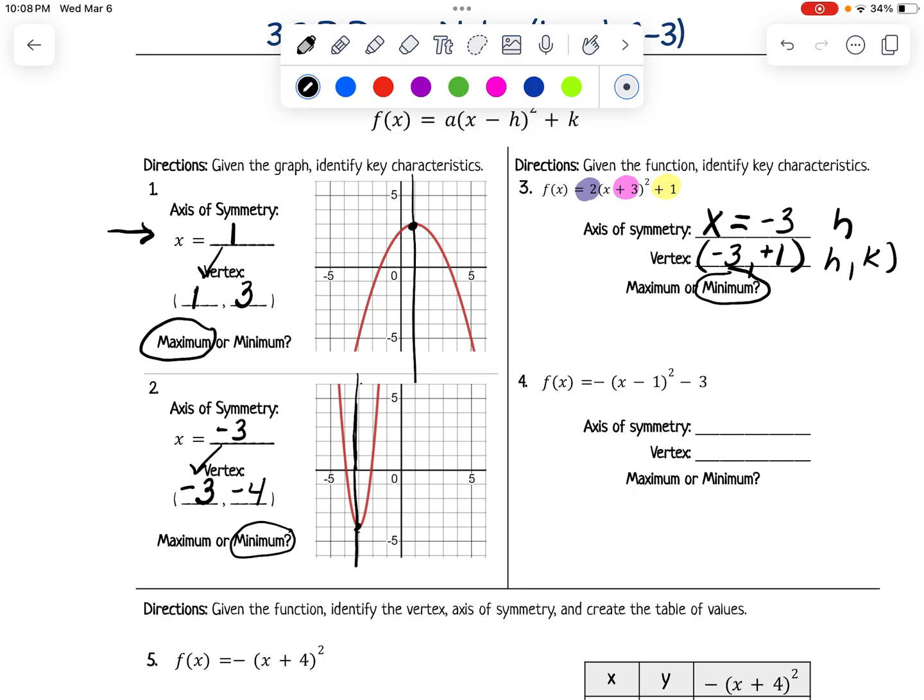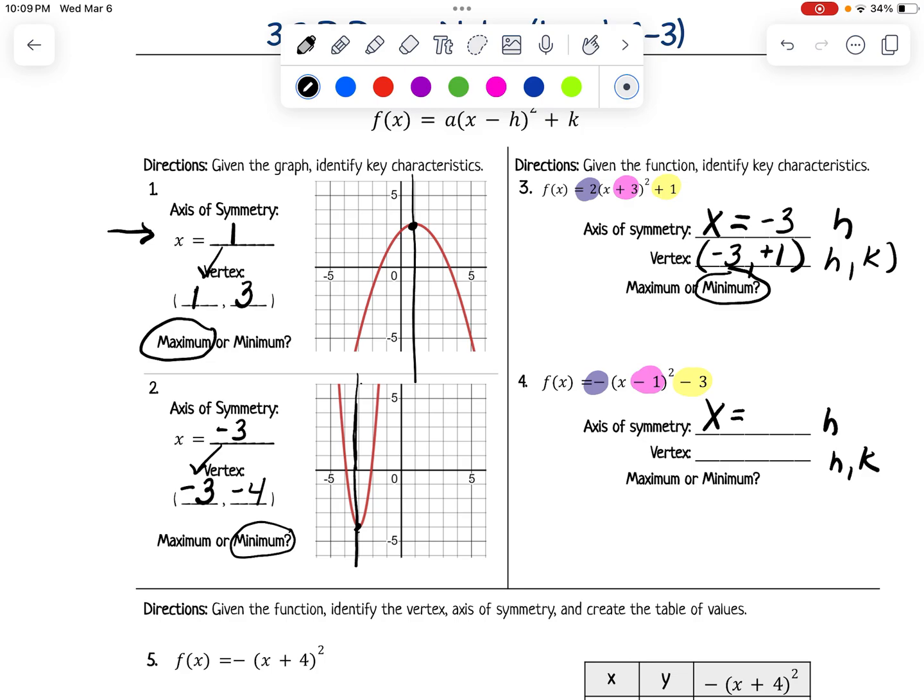Now let's try it again with the next one. So we have to identify our h and our k here. And remember, this is your h. You'll find it inside the parentheses, and you'll find your k out here at the end. And then to determine your maximum or minimum, you're looking to see that value in front, whether it's negative or positive. So your axis of symmetry is going to be x equals.